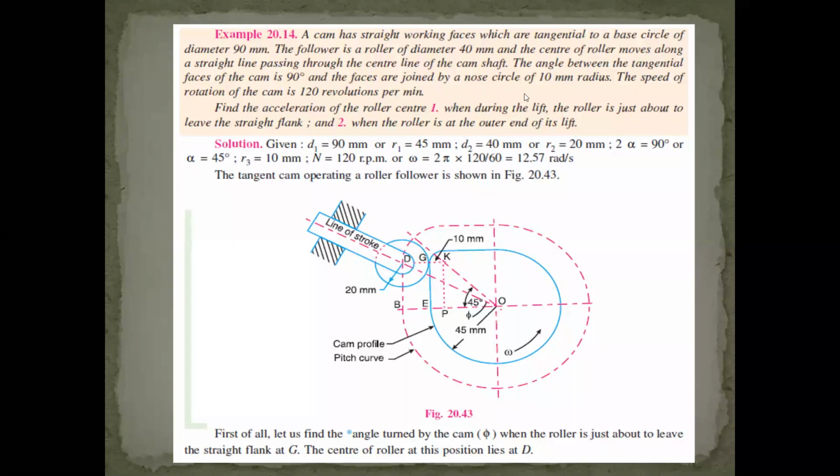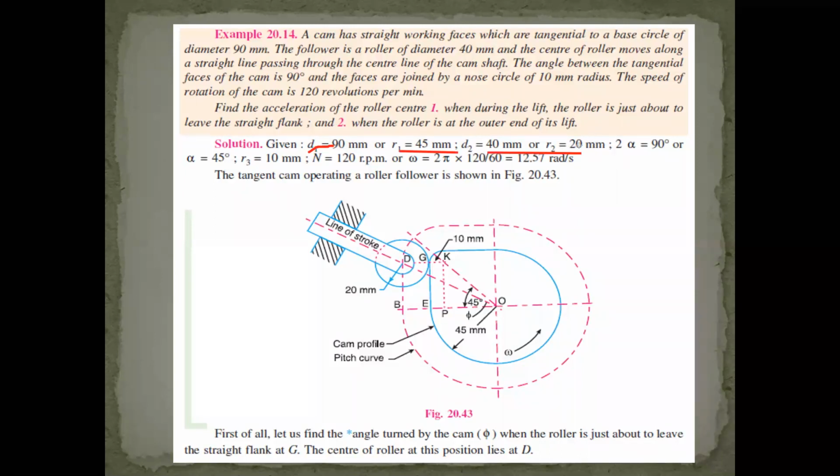When we identify that this belongs to the tangential cam, then you should retrieve the diagram and our formulas for the tangential cam. So the first step is to write the given values. Just observe. The base circle diameter is 90 mm and the radius value is 45 mm.